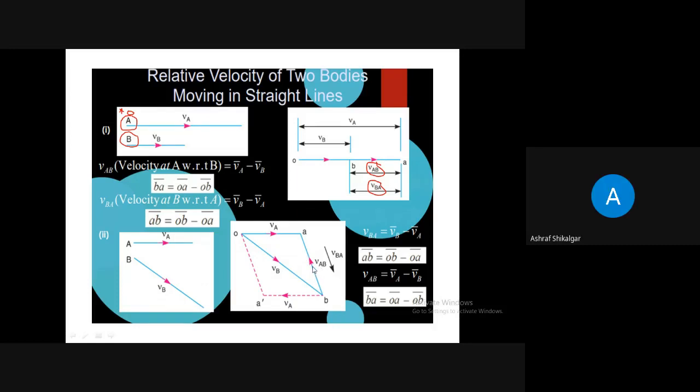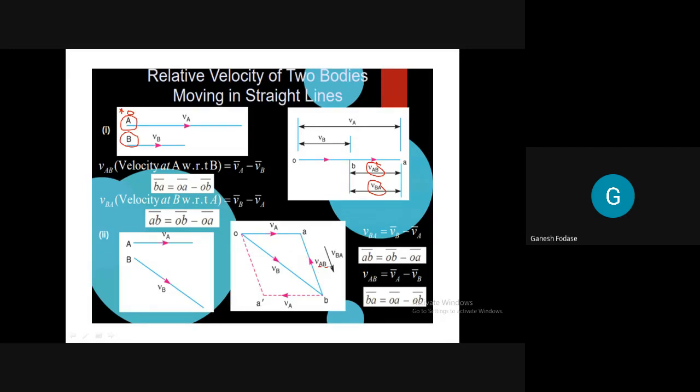Velocity of A with respect to B. Remember, when I write VAB, it means velocity of A with respect to B. Clear or not? VAB means velocity of A with respect to B, and it acts from B to A. See the arrow. When I say VAB, it must be in the direction from B to A.